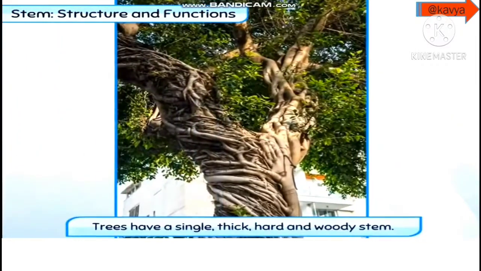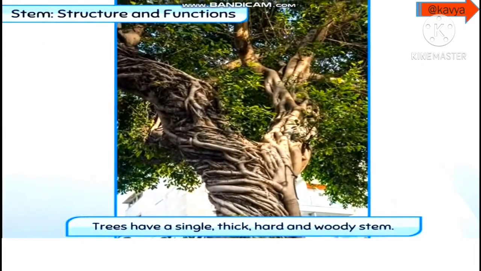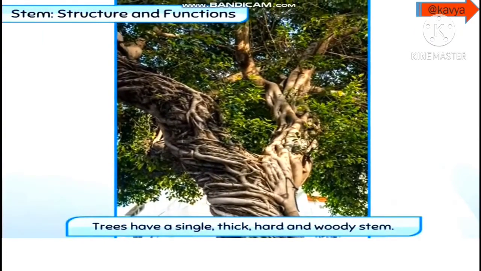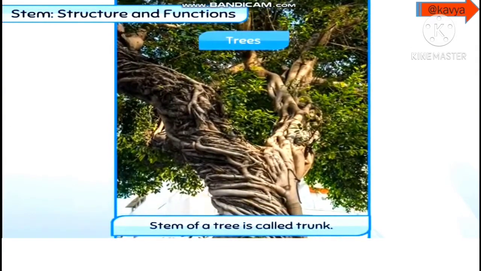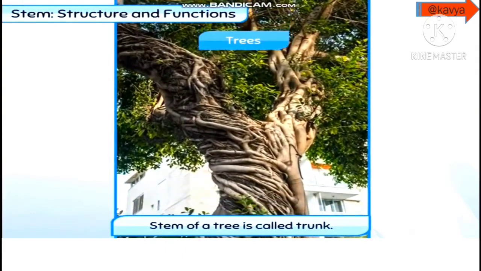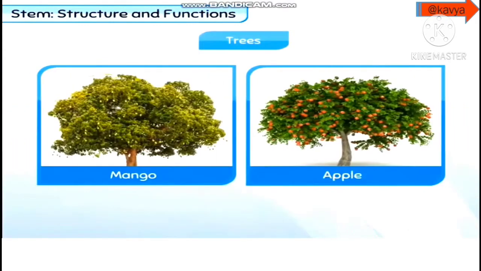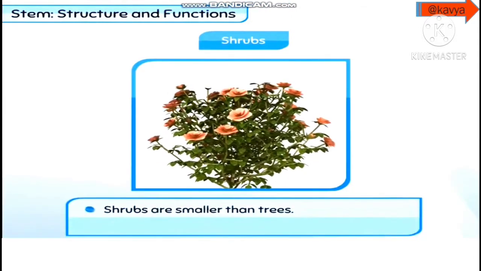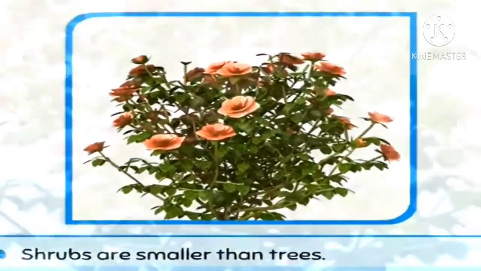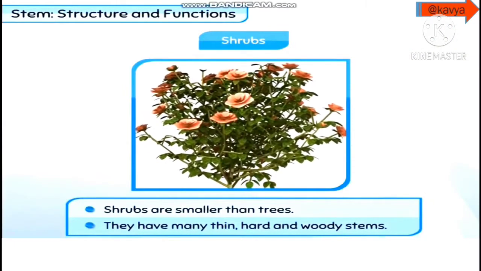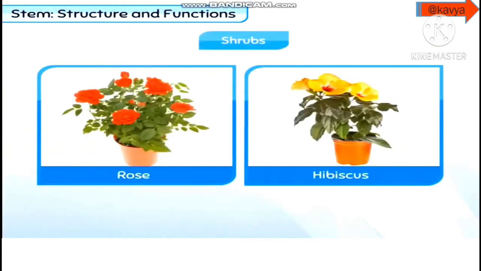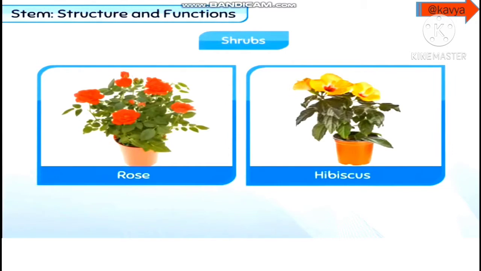Plants that have a single trunk, a hard and woody stem, are called trees. Students, the stem of the tree is called the trunk. For example, mango and apple are both trees. Shrubs are smaller than trees. They have many thin, hard and woody stems. Examples are rose and hibiscus.